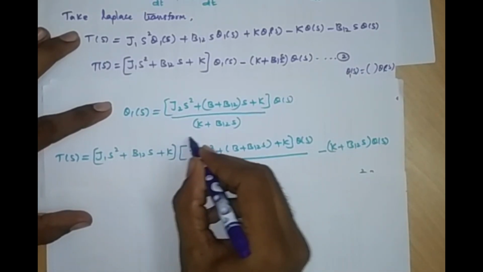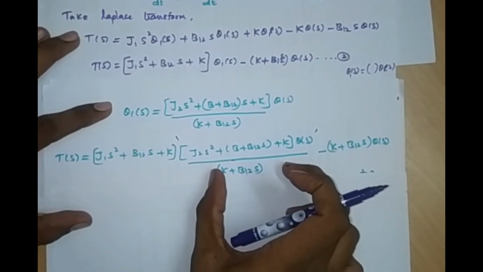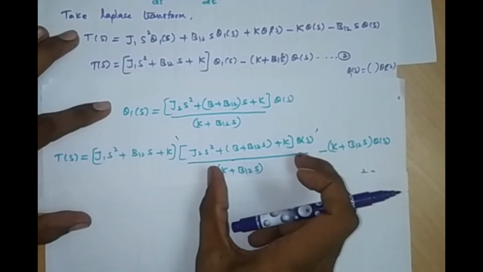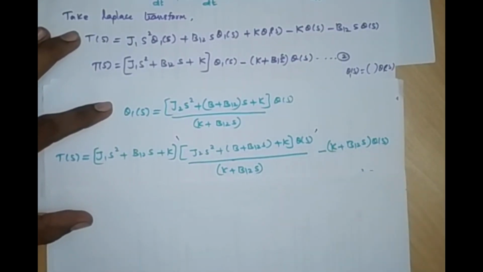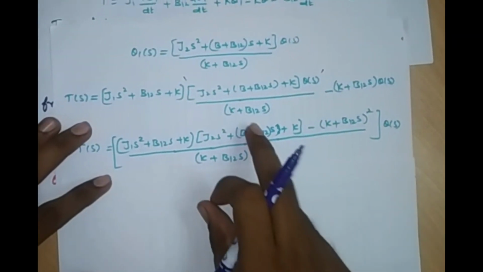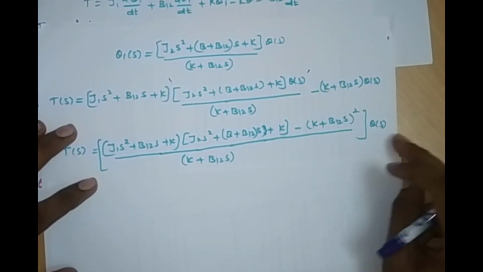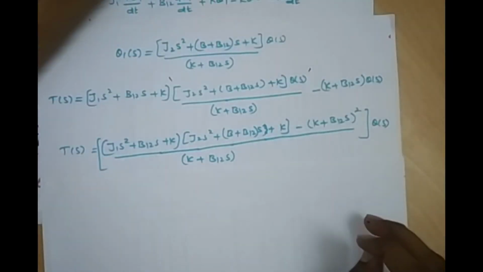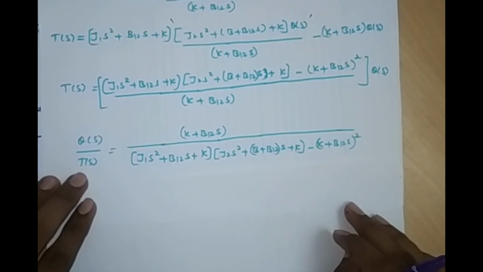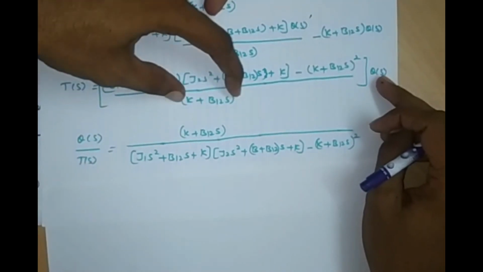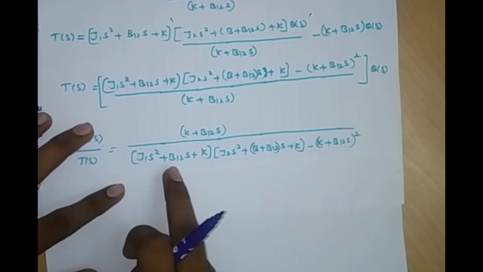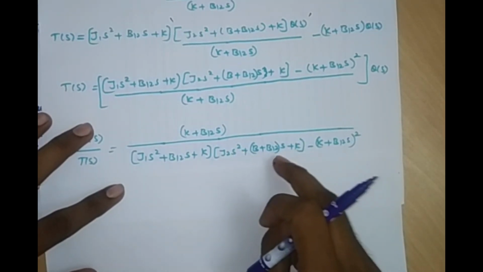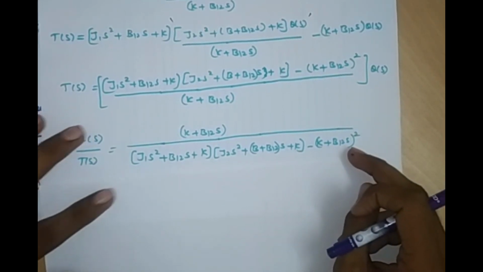This is the equation I am substituting here. This is the parameter already available in our second equation. This is the equation substituted now, and these two minus terms are available here. From these two terms I am taking theta of S as common. I'm taking the LCM over there, and taking theta of S as common. We need to find theta of S divided by T of S, is it not? Just rearranging the equation, I am getting this as the answer: theta of S divided by T of S equal to K plus B12 S in the numerator, the whole divided by J1 S square plus B12 S plus K into J2 S square plus B plus B12 S plus K, minus K plus B12 S whole square. This is the transfer function of the given system. Thank you.